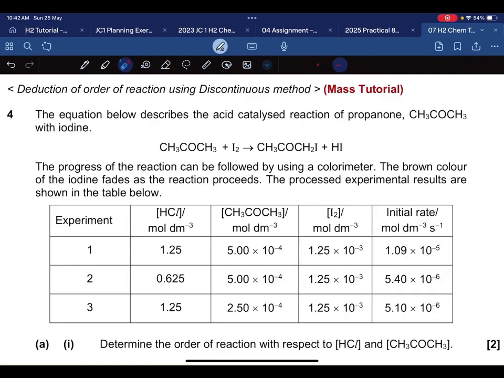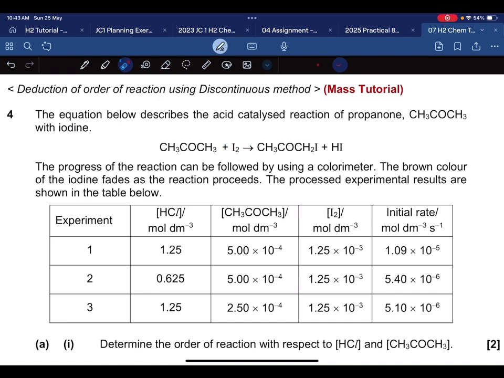Let's now look at question 4. We have a reaction between propanone and iodine. Iodine in water is brown, therefore we can track iodine using a calorimeter. As iodine gets consumed, its concentration will decrease and therefore its color is going to gradually fade. And this will give us lower absorbance values from the calorimeter.